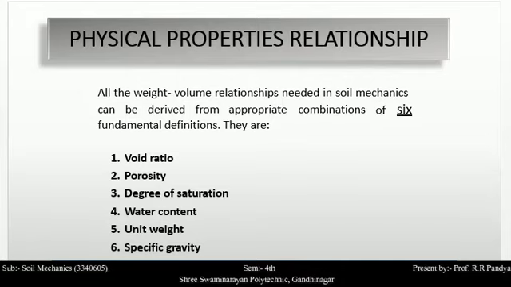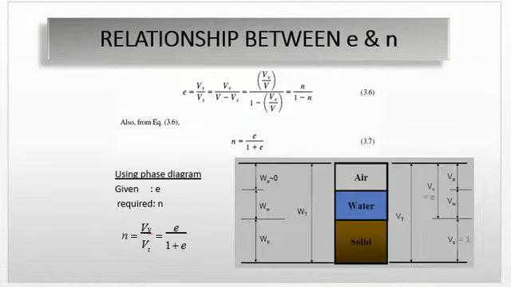So let's start with the relationship of physical properties. Here, the first one is the relationship between void ratio and porosity. As we know, the void ratio is volume of voids over volume of solid. From the phase diagram, you can see here the volume of voids over volume of solid.